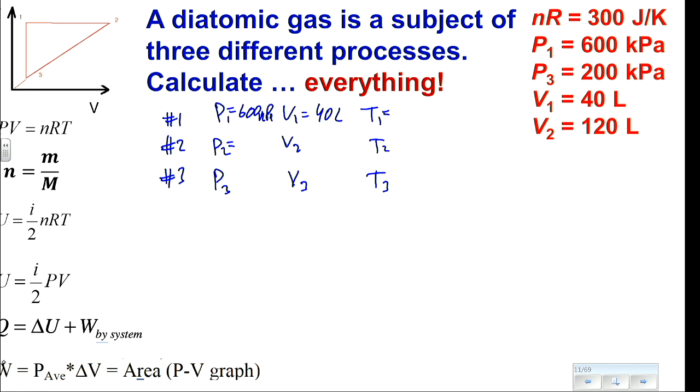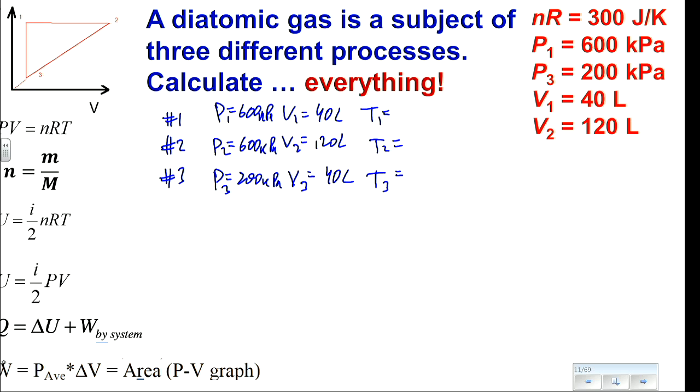P2 is equal to P1, 600 kilopascals. V2 is equal to 120. Temperature, gotta find it. P3, 200 kilopascals. V3 is the same as V1, 40 liters. Temperature. Okay, so we need to calculate temperatures now.